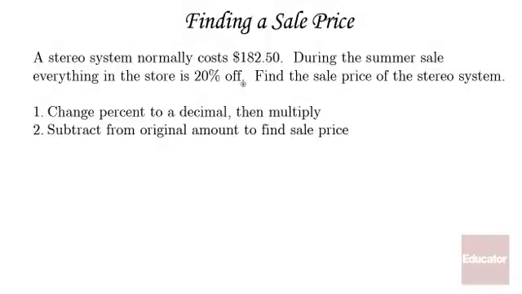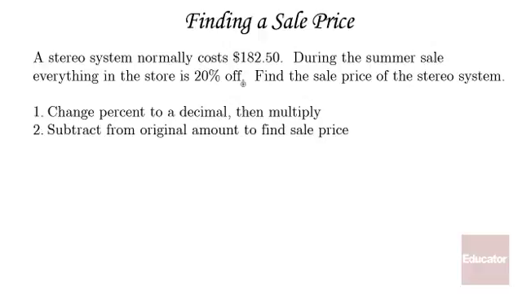Let's try finding the sale price now. Now we aren't given the sale price, we're given the percentage off. A stereo system normally costs $182.50. During the summer sale, everything in the store is 20% off. Find the sale price of the stereo system.